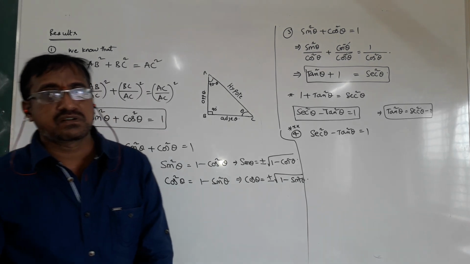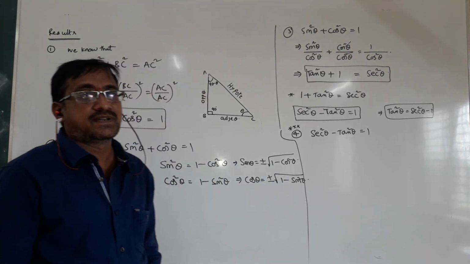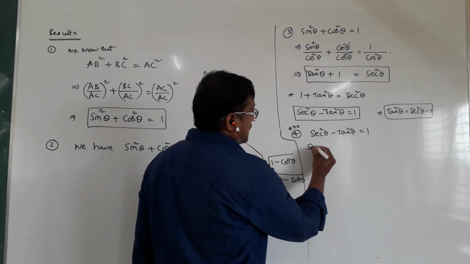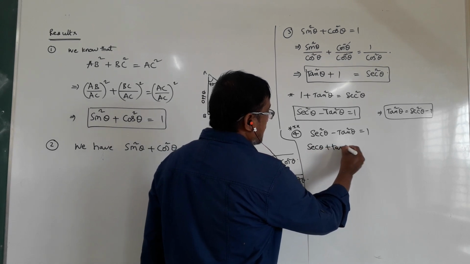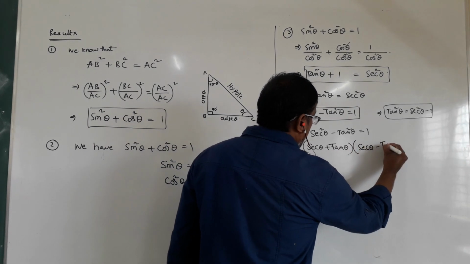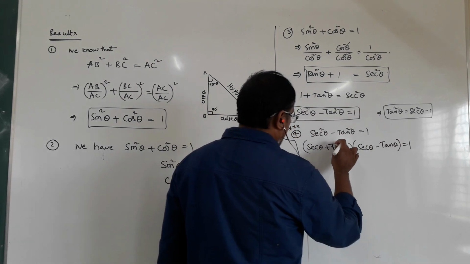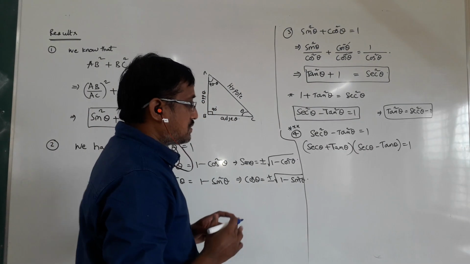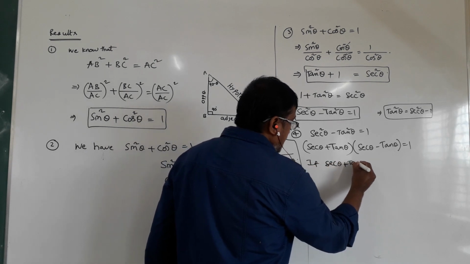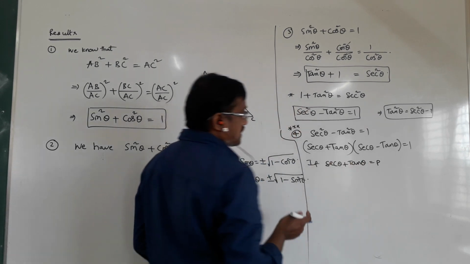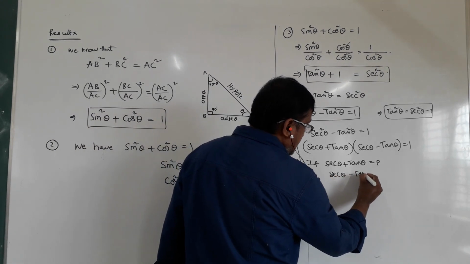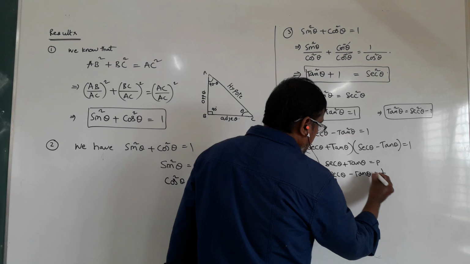So you have secant square theta minus tan square theta is equal to 1. This is of the form a square minus b square. What is a square minus b square? It is (a plus b) into (a minus b). So you can write like this: (secant theta plus tan theta) into (secant theta minus tan theta) is equal to 1. That is the formula. Now see this: if you take secant theta plus tan theta as p, you will get secant theta minus tan theta as 1 by p.